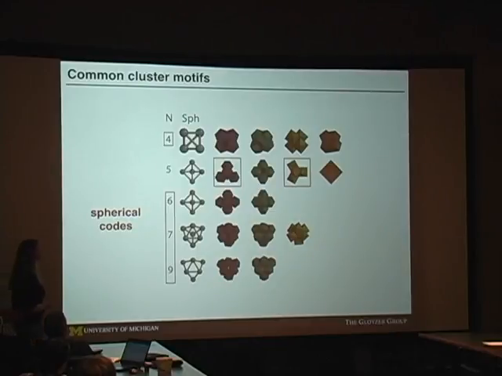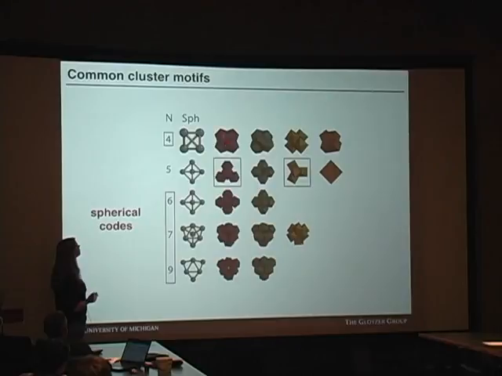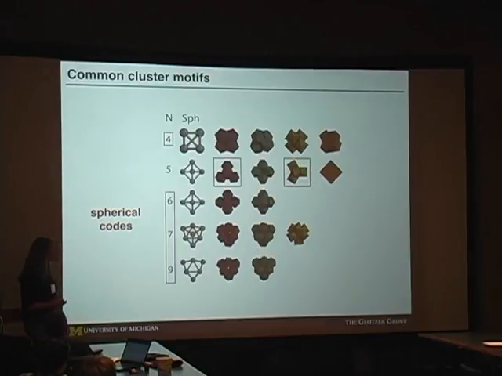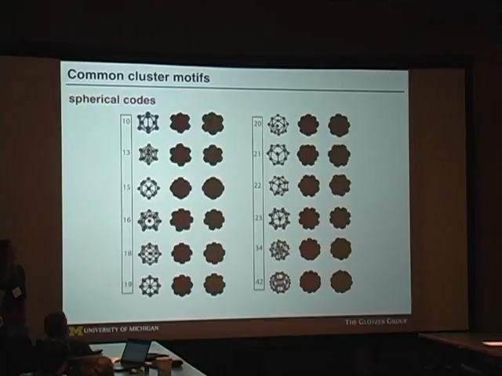When you look at common motifs across these different particle types, a lot of motifs are common, and most of the motifs that are common are spherical code solutions. Even the octahedra, in the case of n equals 7, form this solution. And at higher n, it's a similar story. These are all spherical code solutions.